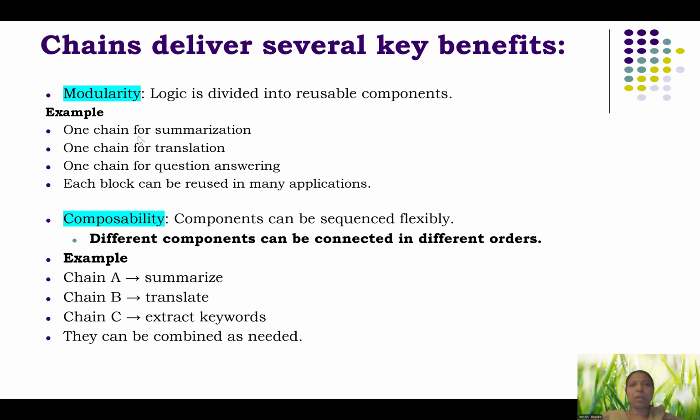This is one of the benefits of using a chain. Another one is composability. What does this mean? It gives us flexibility in connecting the components. For example, for one application I may want the chain in one order, but in another application I want it in a different order. Different components can be arranged in different orders according to my purpose. When I have a task split into many subtasks, I can rearrange them as I want. That is what is called composability.